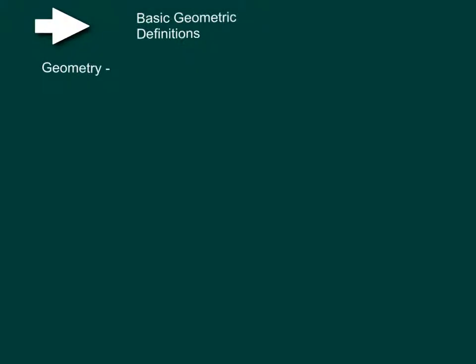Today we're going to investigate some basic geometric definitions. So let's start with the word geometry. The prefix geo simply stands for earth, as most of you already know, and metry, let's use the word measurement. So earth measurements. Now most of you may already know or think you know the definitions of the following, but let's just review quickly.